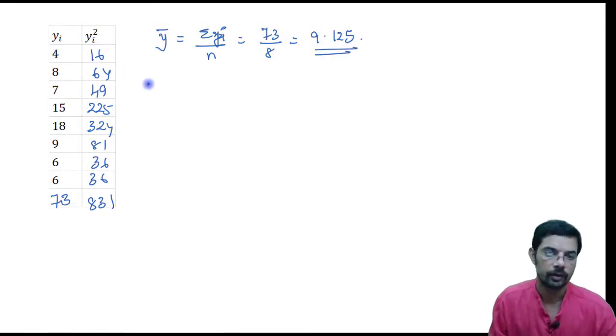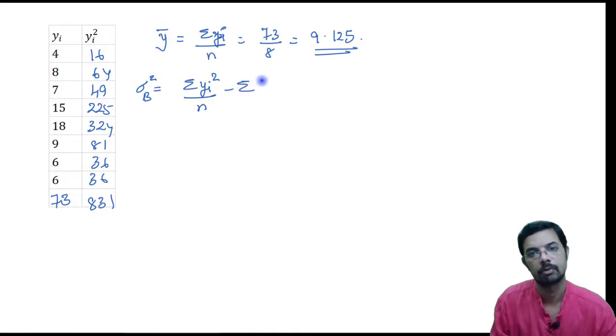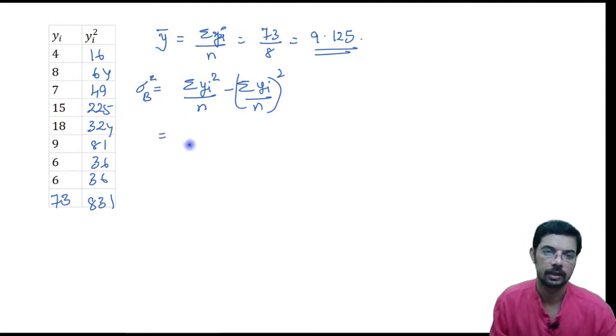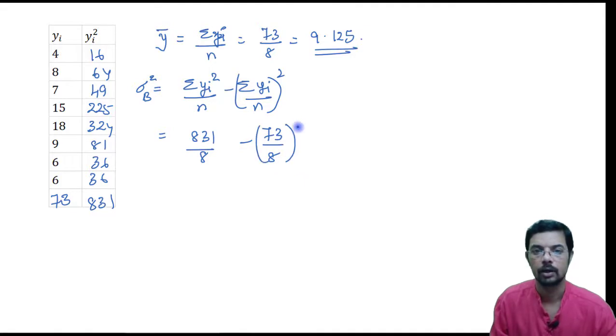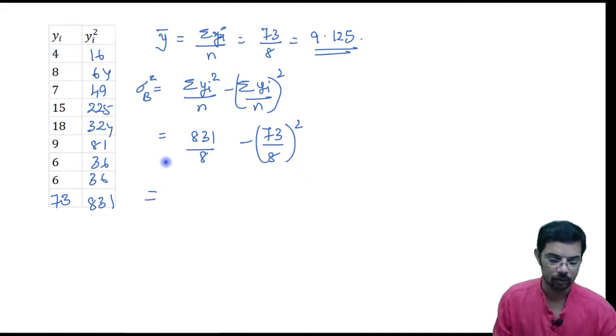Okay, now we need to find out the standard deviation or variance. First of all, sigma square of company B will be equal to summation of yi square divided by n minus sum of yi divided by n the whole square. When we put the values, what we get here is 831 divided by n, n was equal to 8, minus 73 divided by 8 the whole square. When we calculate, what we get here is 20.61.